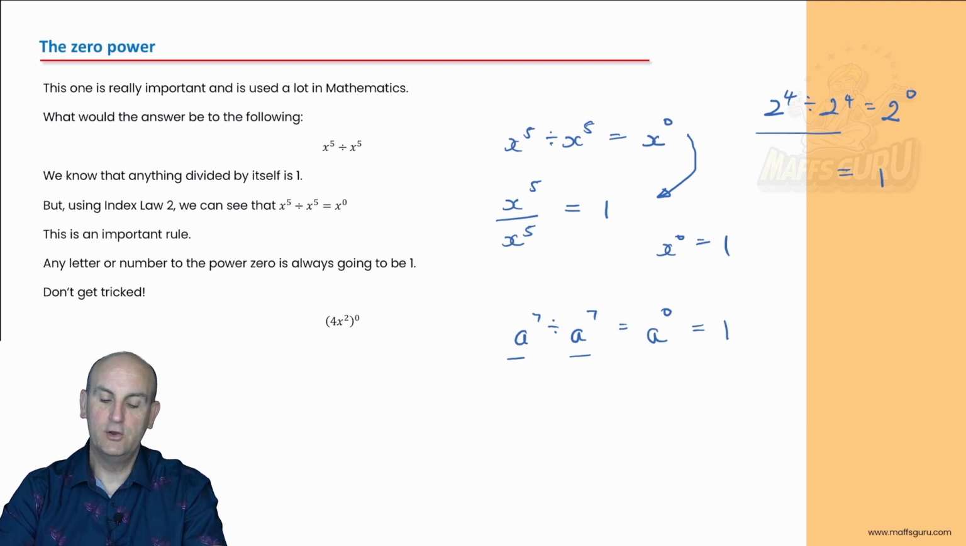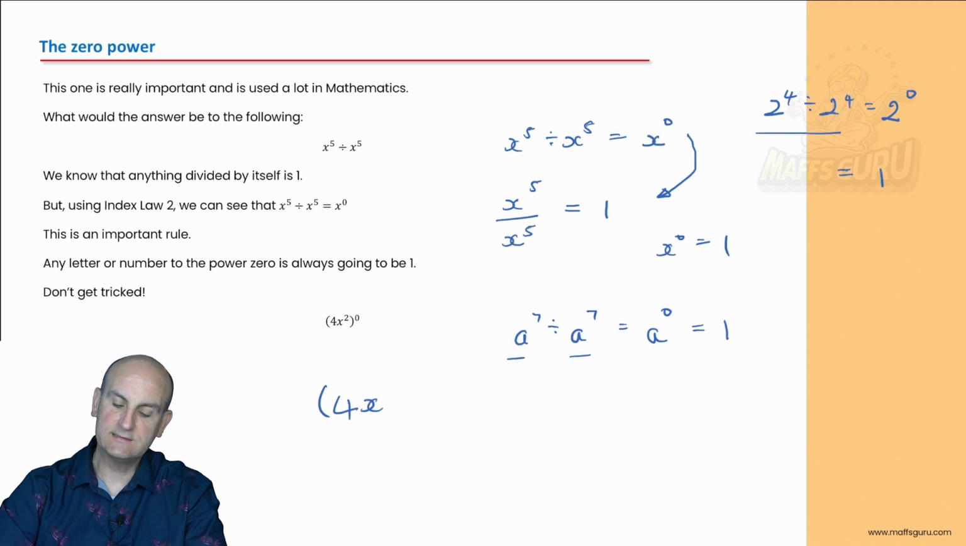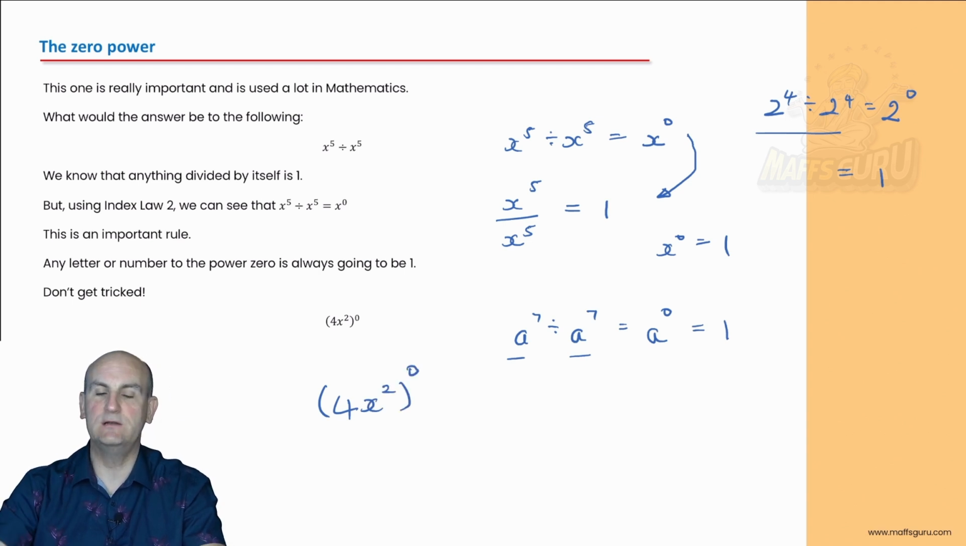Right now, again, don't get confused, because here, when we have 4x squared all to the power of 0, you've got to ask, who does that power of 0 belong to? And if you notice here, we have a set of brackets. So that means that everything inside of here is to the power of 0. And in which case, that would equal 1.